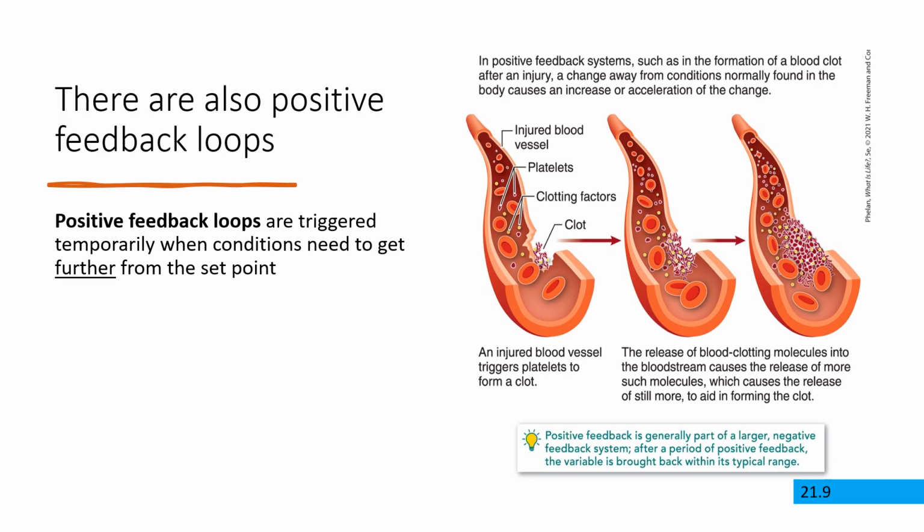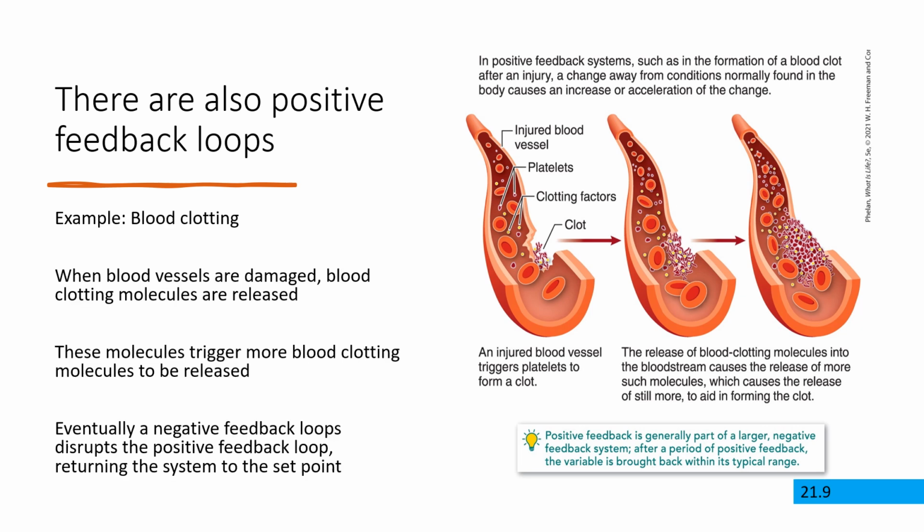But sometimes we actually need our body to temporarily get away from a set point to respond to something. In this case, we have positive feedback loops. An example of a positive feedback loop is blood clotting when we get a cut. Most of the time, we don't want our blood to clot in our blood vessels, so negative feedback loops keep that in check. But when we have damage to a blood vessel, we want clotting to increase there to seal up the cut.